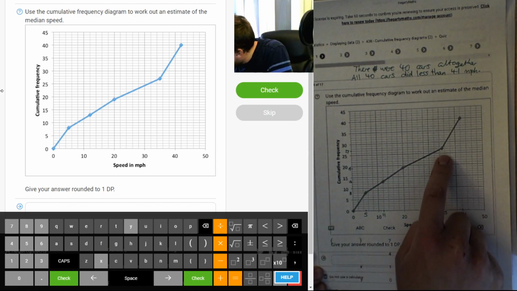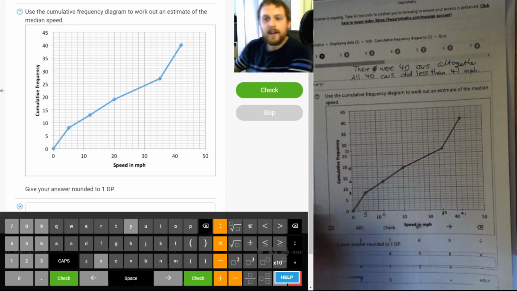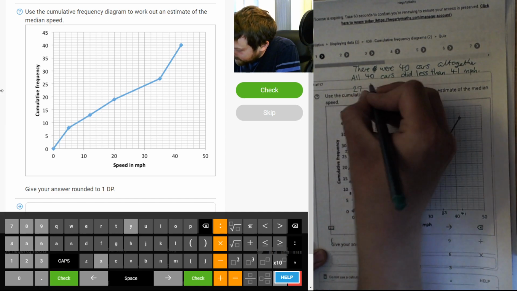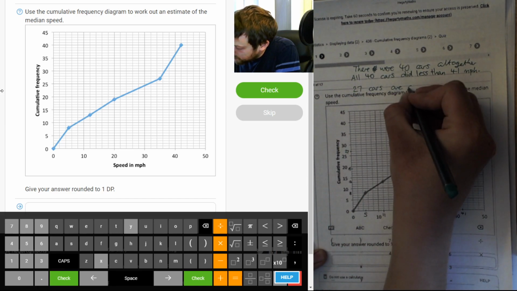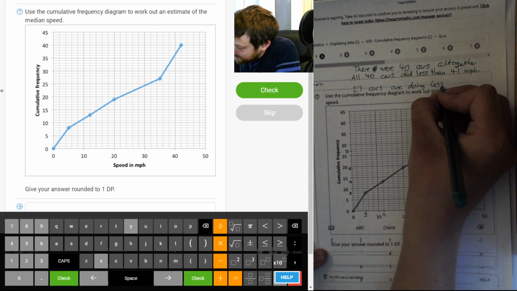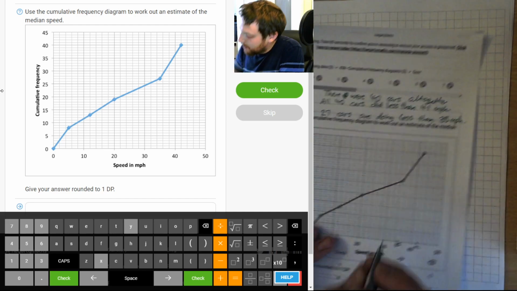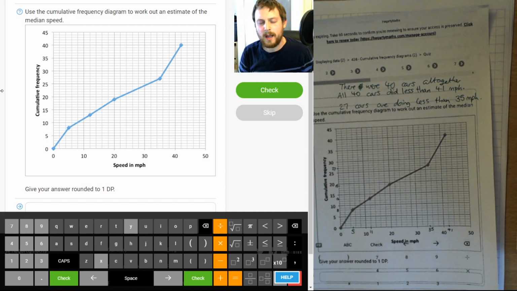So how many cars are doing less than 35 miles an hour? Right, well, let's have a look. 27 cars are doing less than 35 miles an hour. So how many cars are there actually doing between 35 and 41? How many cars are doing between 35 miles an hour and 41 miles an hour?